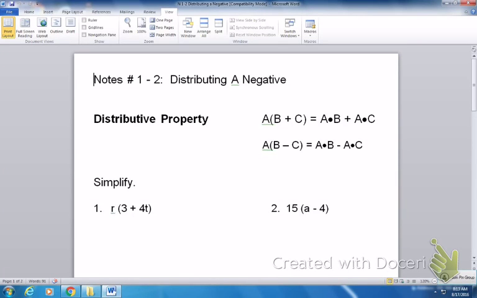All right, guys, so today we're starting on notes 1-2. We're going to be doing some distributive property, but we're going to throw some negatives in there. It doesn't make it any harder. You're still just multiplying numbers and adding them together, but take it step by step.